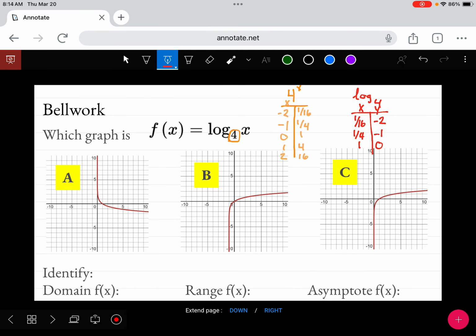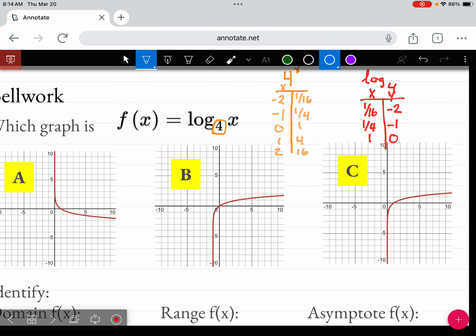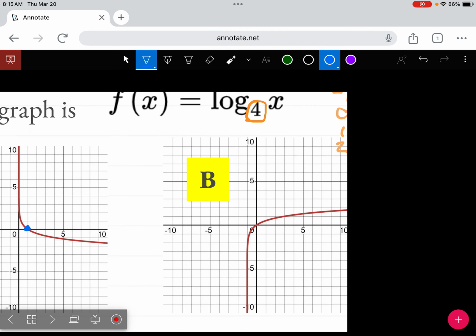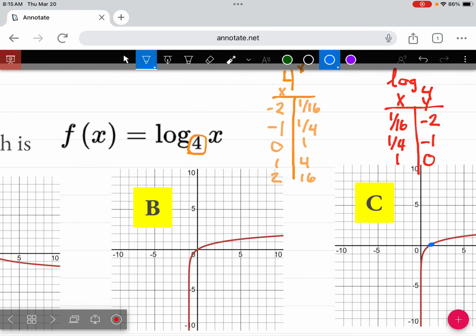We could continue on, but honestly, that is enough to figure out which of these graphs is going to fit. Which graph do we think is going to fit this? Which one of these graphs has a point at 1, 0? Only 2 of them do. Yeah. A and C both have a point at 1, 0. So we know for sure at that point it's not B.